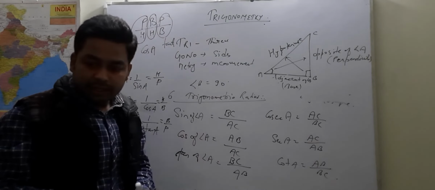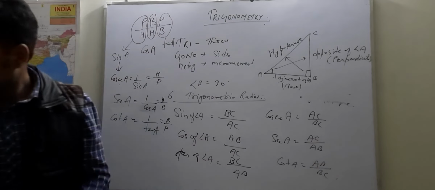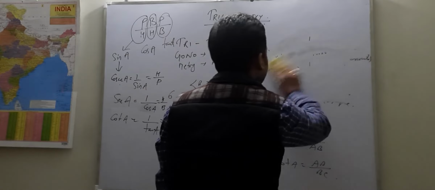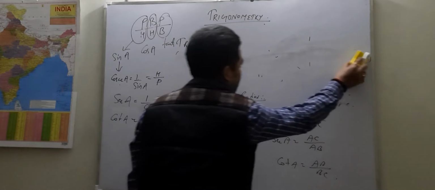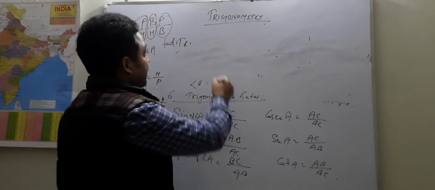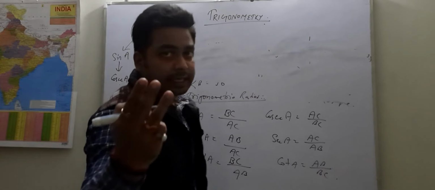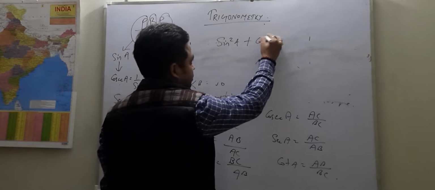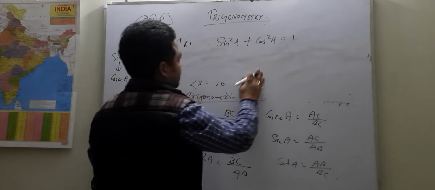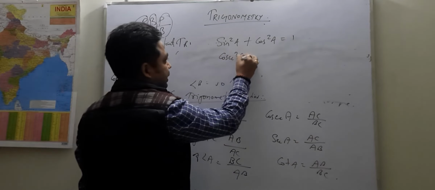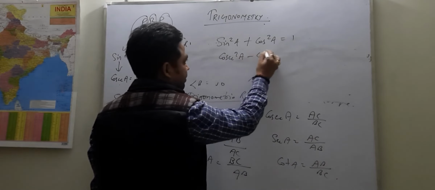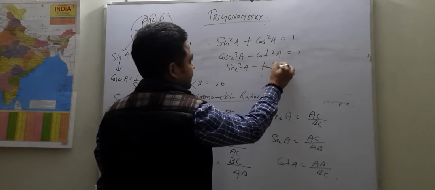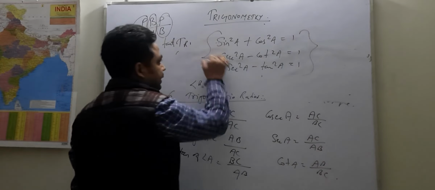Next, there are identities also. There are different identities used in trigonometry. There are basically 3 identities: sine square A plus cos square A equals 1, cosec square A minus cot square A equals 1, and sec square A minus tan square A equals 1. These are the 3 identities.